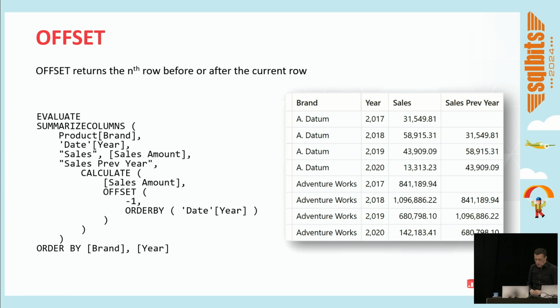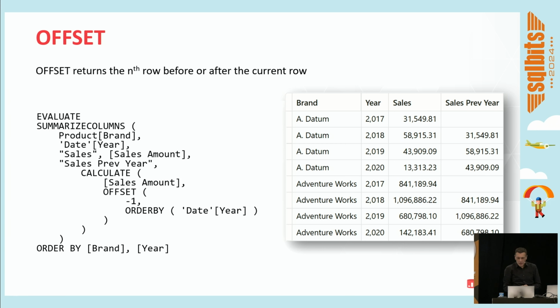Now, let's enter into another function, which is OFFSET. OFFSET is a function that moves back and forth from the current row. Okay, well, what is the current row? Aha, that's a problem, right?